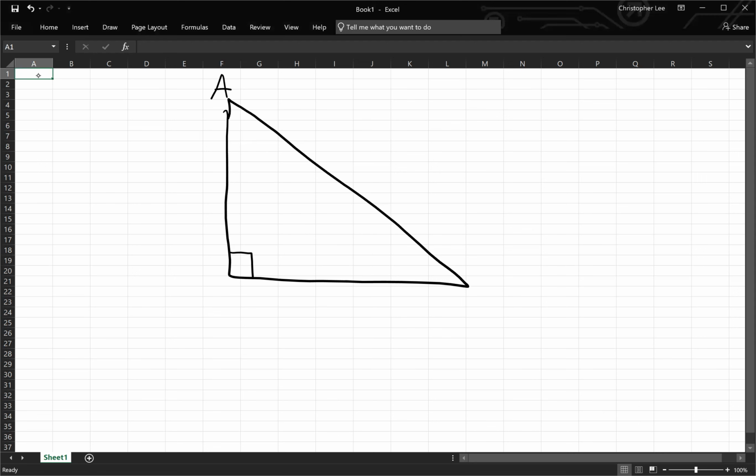Hold on one second. Let me just get this drawing right here. I have right triangle ABC. This is leg A, leg B, leg C. All right, go ahead. Tell me about it.